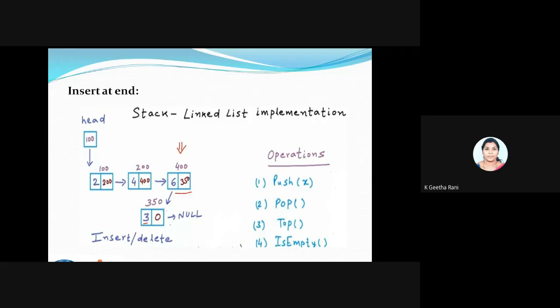So I'm trying to insert at the end. When I'm trying to insert at the end of my list, I have to make a traversal from the starting. I have to go to the first node, then the second node, then the third node, then I have to undergo this operation. This happens when I'm going to insert at the end.